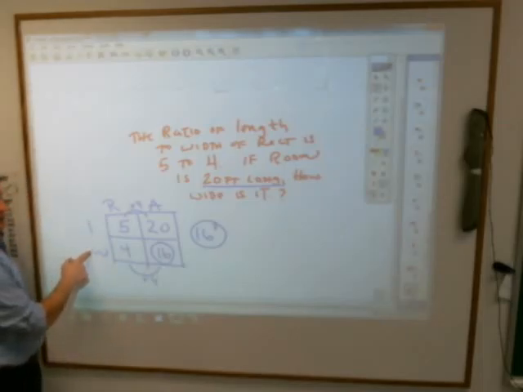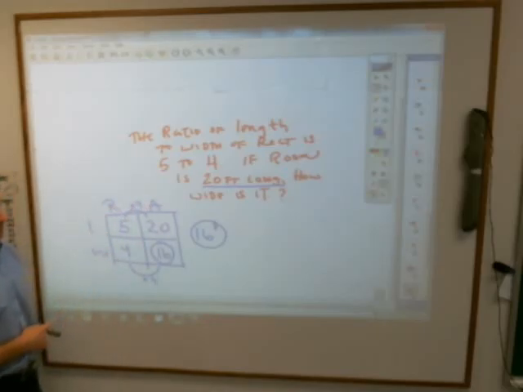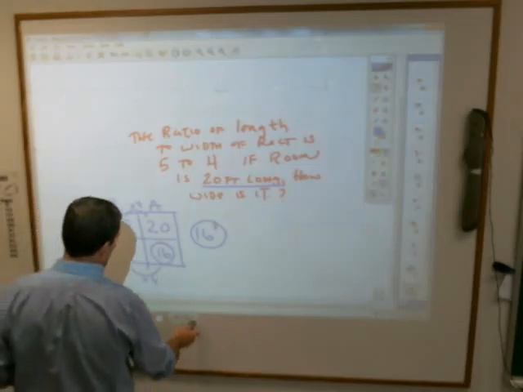I repeat, I need to see labels on these boxes. Do yourself a favor and show your work. Understood? Is that clear?